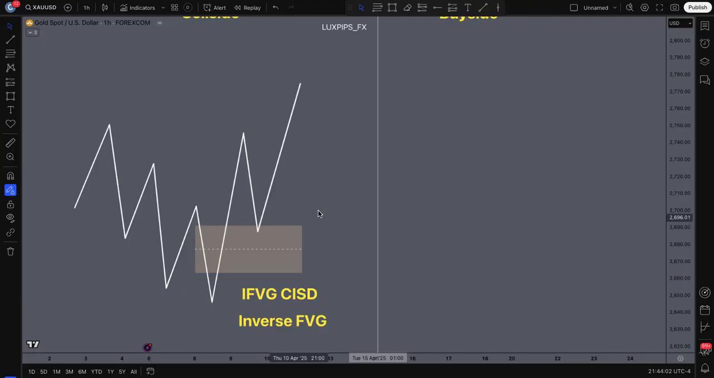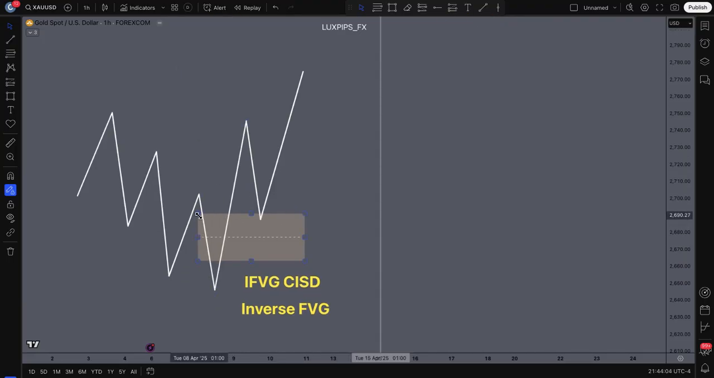Because we don't want it to be used as a normal FEG. We want it to be crashed through or rallied through, reused, and continue. This can also be inside of the expansion legs of the sell side curve, just like this.